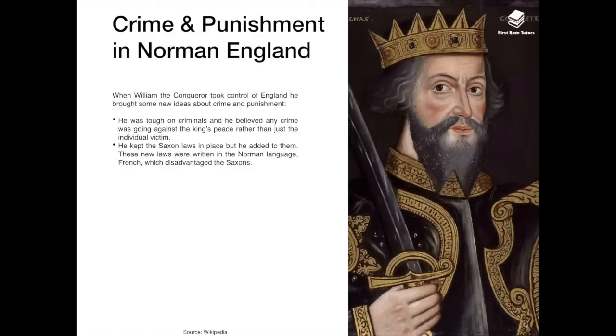Crime and punishment in Norman England. When William the Conqueror took control of England, he brought some new ideas about crime and punishment. He was tough on criminals, and he believed any crime was going against the king's peace, rather than just the individual victim. He kept the Saxon laws in place, but added on to them. These new laws were written in the Norman language, that is French, which disadvantaged the Saxons.